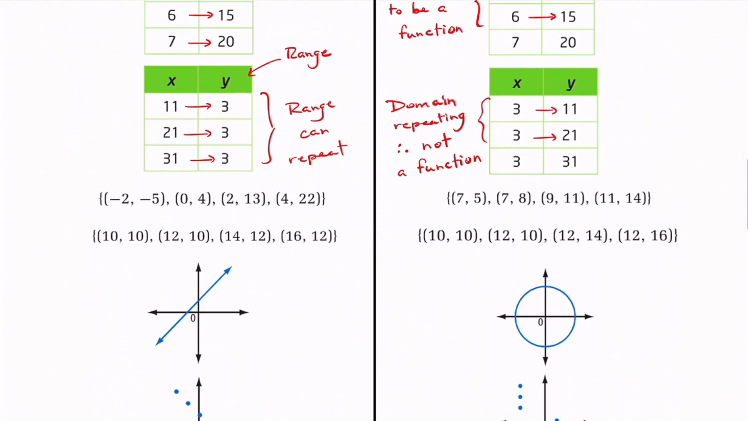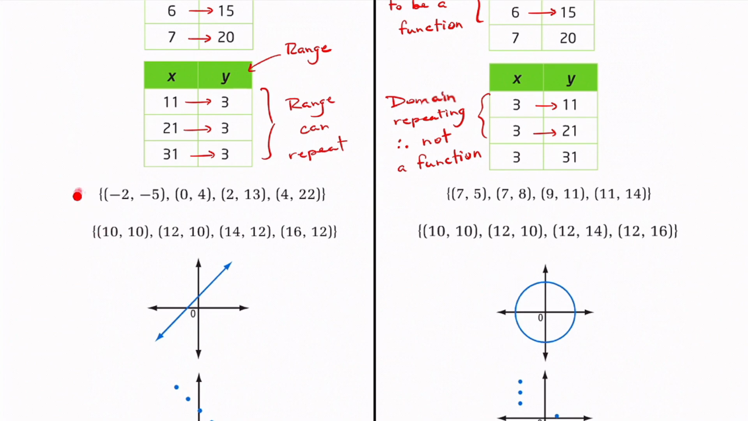Now with these next ones in here, these are just points all given to us. With each one of these on the left here, I can see that -2 gives me -5, 0 gives me 4, 2 gives 13, 4 gives 22. So there's no repetition of this first value, so we're all good. Then with this one, we got 10 gives out 10, 12 gives out 10, 14 gives out 12, 16 gives out 12. So all of those are fine.